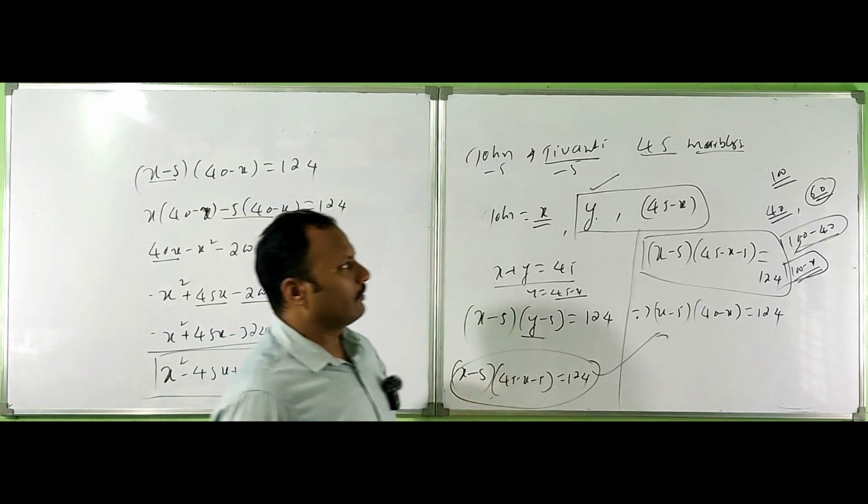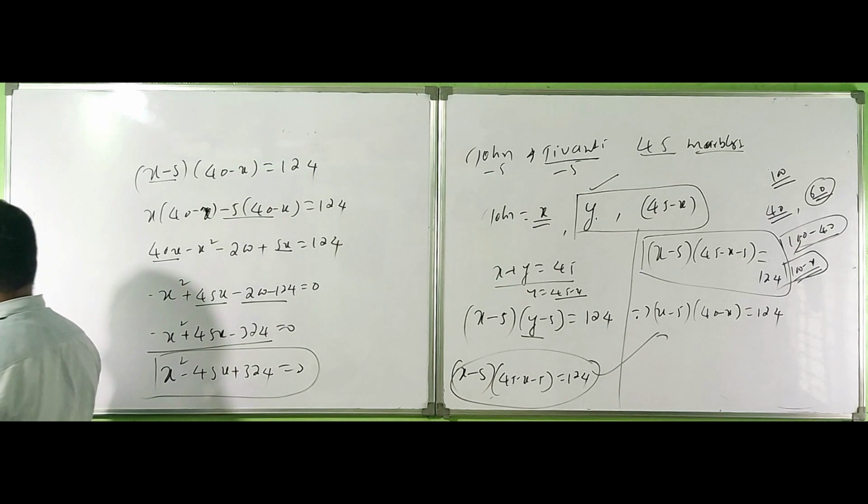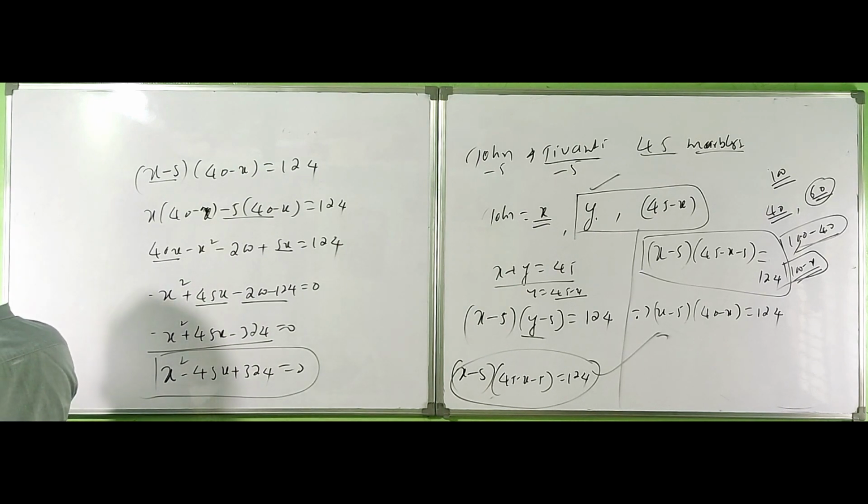Then let's see the book's question: which of the following are quadratic or not? Let's see 1 and 3.